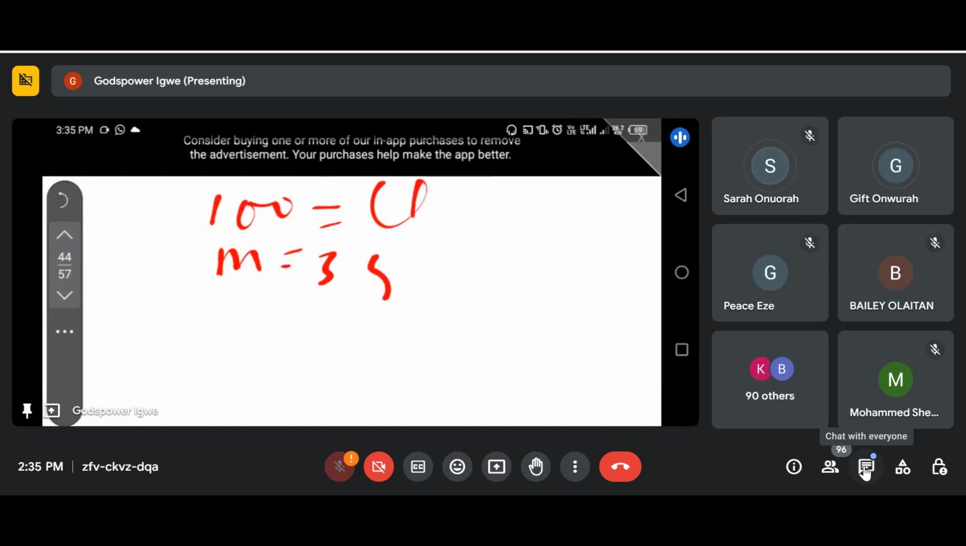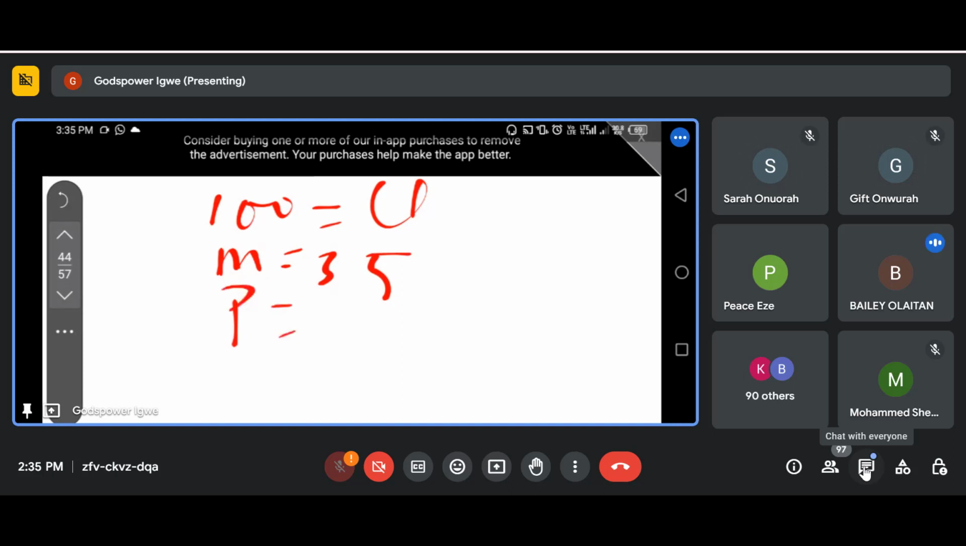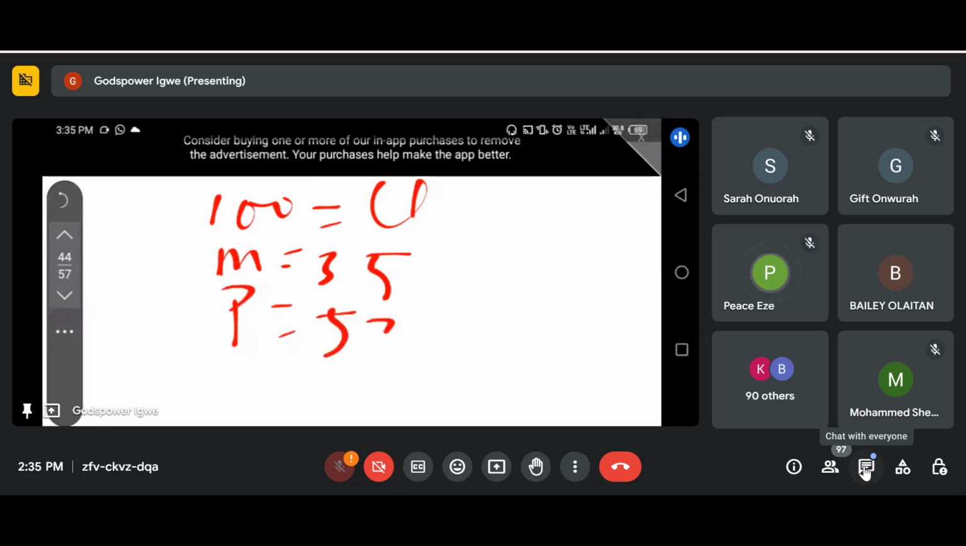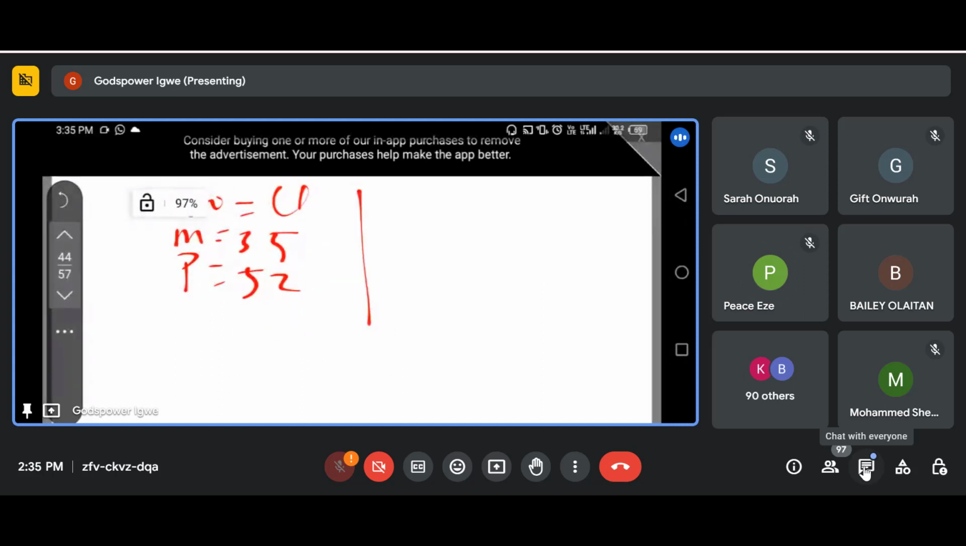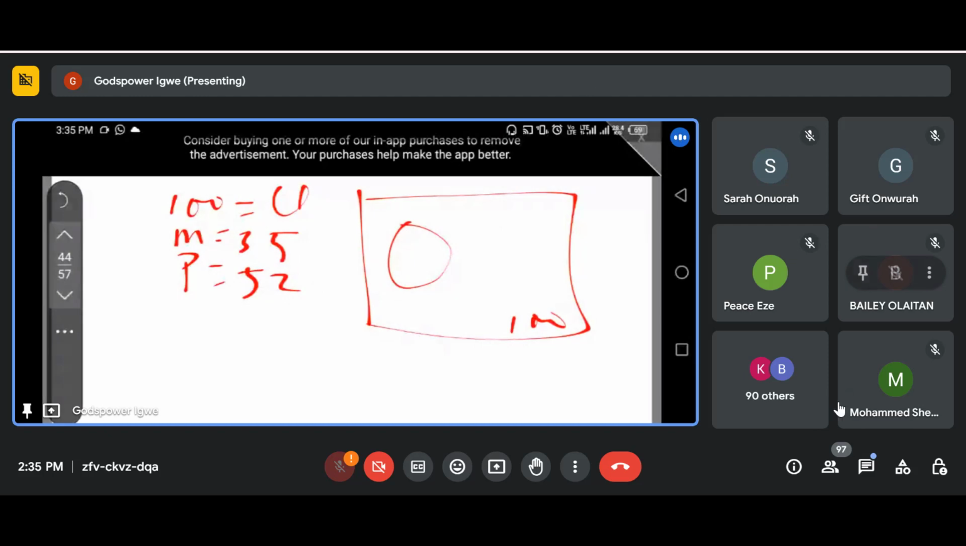35. Okay, thank you. Then how many people did physics? 52. Okay, fine. Now what they're trying to say is, draw the universal set. This is 100, and inside the 100, you select mathematics. Mathematics has 35, and then you select physics as 52. So what's the question? What are they asking you now?